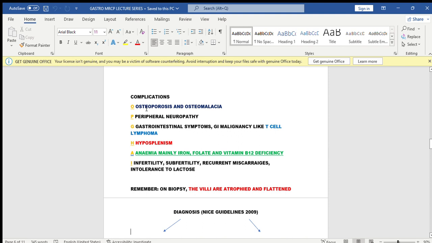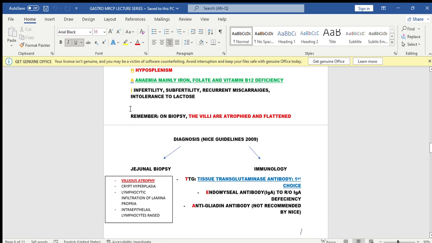Right? So complications is OP-GHAI: O for osteoporosis and osteomalacia, P for peripheral neuropathy, G stands for gastrointestinal symptoms like malignancies, namely T cell lymphomas, H for hyposplenism, A for anemia, mainly iron, folate, vitamin B12 deficiency, I for infertility, subfertility and intolerance to lactose along with miscarriages.